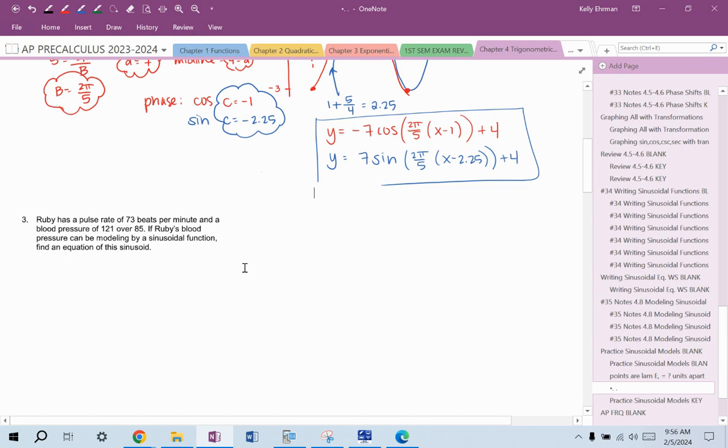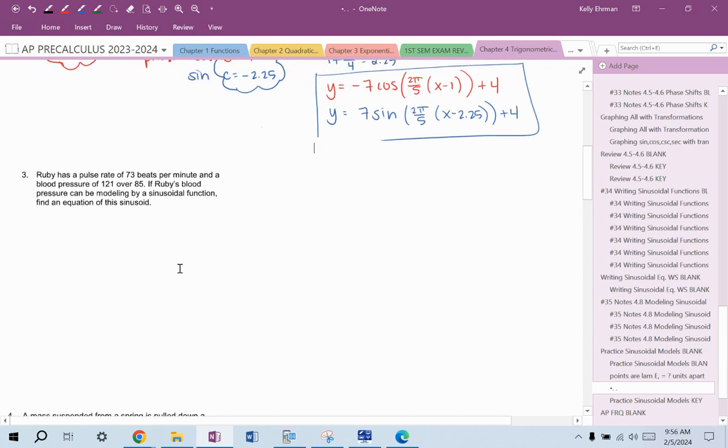Number 3, I had some information about this on the board because I think this one's kind of confusing if we're not all that familiar with blood pressure. So Ruby has a pulse rate of 73 beats per minute. Now, that is a frequency because it's talking about per 1 unit. So the frequency is 73, and that means that the period is 1 over 73. So if we set that equal to 2 pi over b, then b is 2 pi over 1 over 73, really 2 pi times 73, so 146 pi. So that's b.